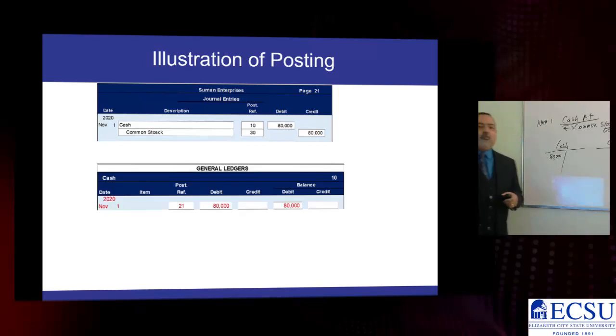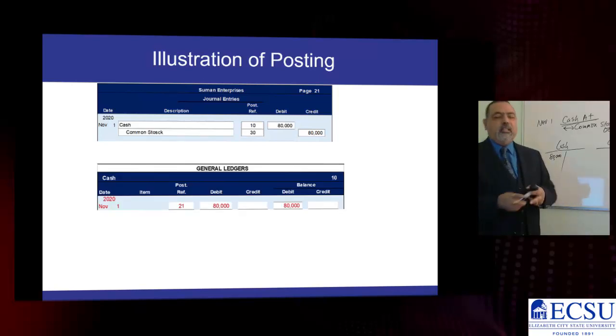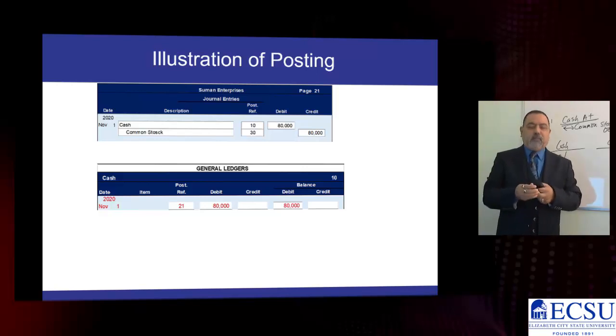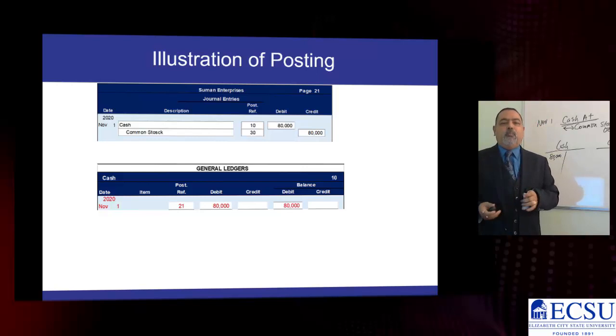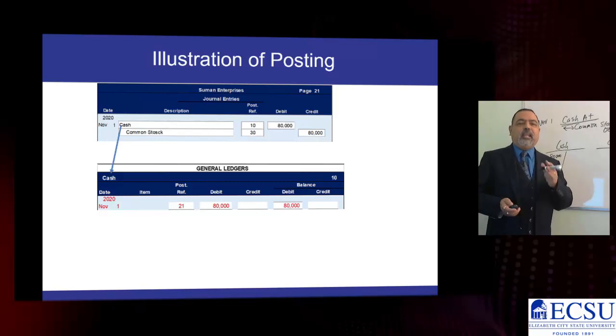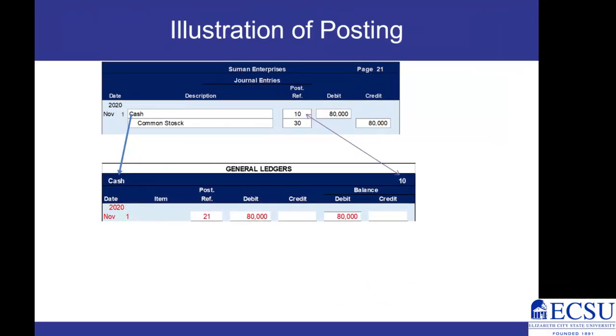But if you are using the four-column ledger account, that's what you can see. What we have done is date 2020, November 1st. In the item column, we have nothing to write so far because this is a general transaction. The posting reference is 21, because I brought that information from page 21 of the journal. So you can see the cash account, and the page number is 10 in the ledger. So that's the posting reference.